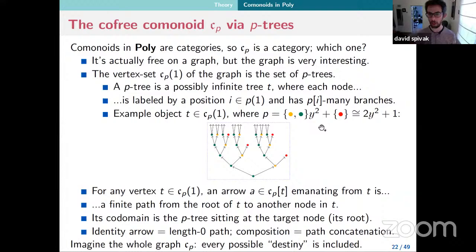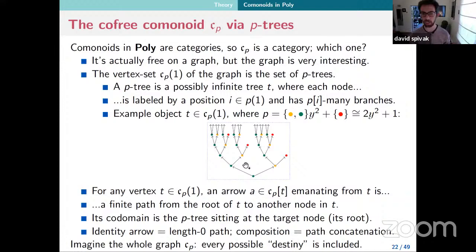So in other words, the point is that the co-free comonoid has as vertices, or as objects in that category, all possible trees whose nodes are labeled by the positions of P and who branch according to the directions there.